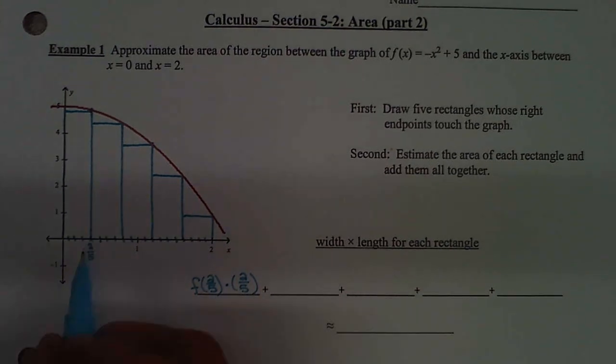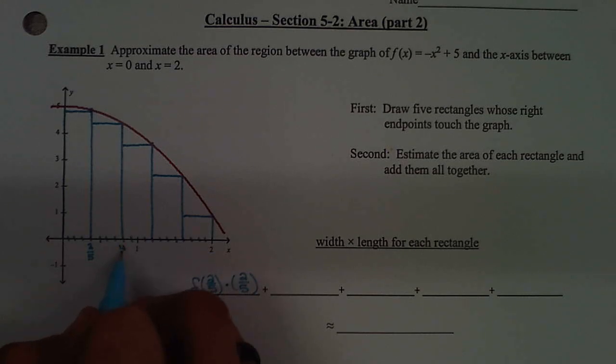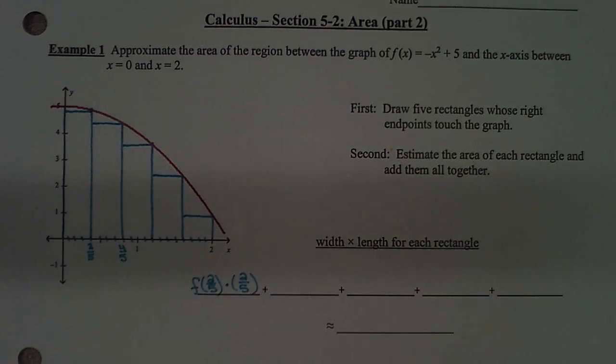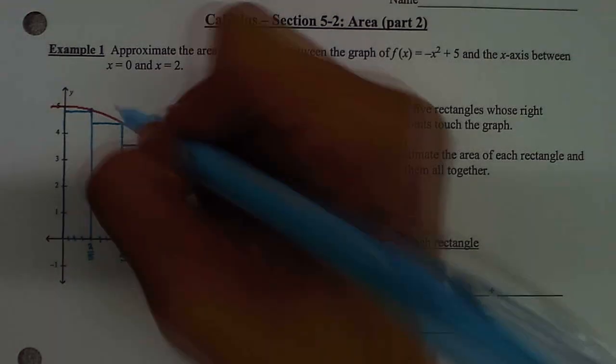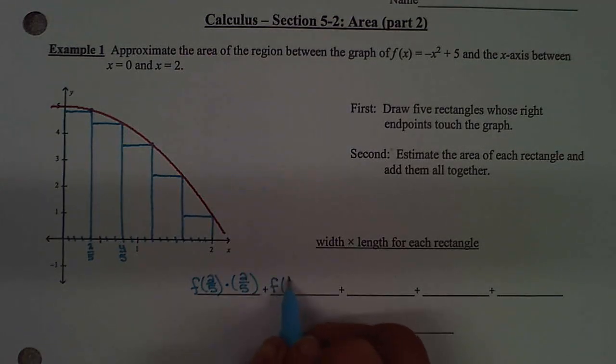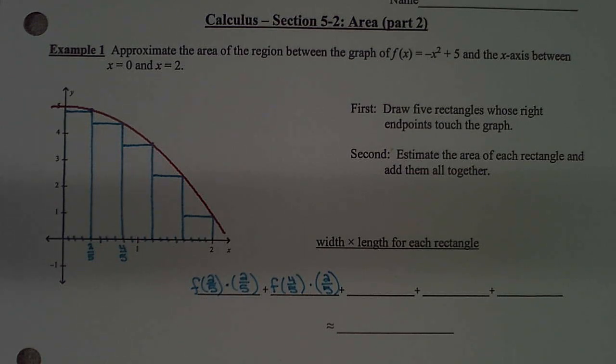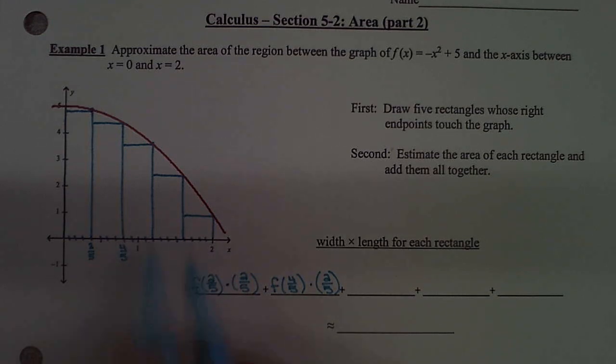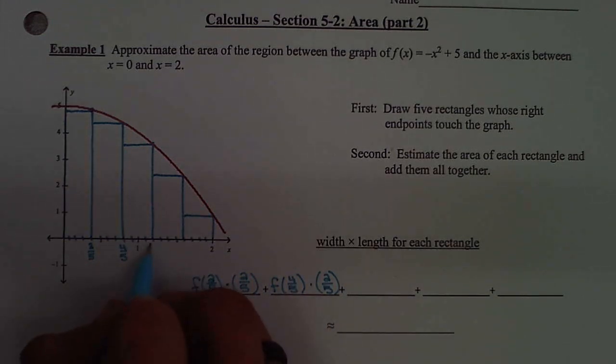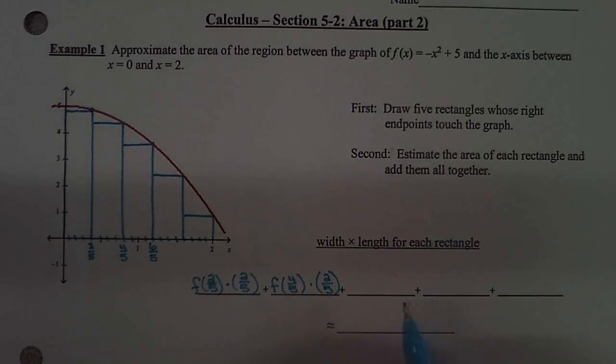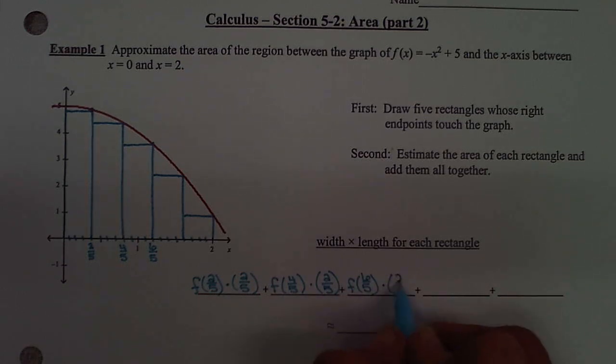The next rectangle, if I go another 2/5 over, this is going to be at 4/5. So I need to find the height of that rectangle by evaluating the function at 4/5, and then times the width, which is another 2/5. Because remember, each one of these rectangles is going to have a width of 2/5. The next one, if I add another 2/5, that's going to put us at 6/5. So to find the height of the rectangle, I need to evaluate the function at 6/5 times the width, which is 2/5 again.